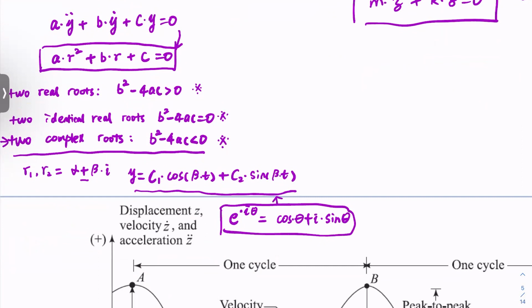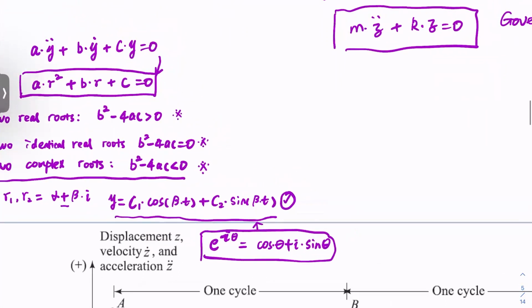I wish I could teach you the math, but anyway, that would be the general solution if you have two complex numbers as the roots. This is e to the power of i theta. Okay, so now this is the foundation we got from our math class.